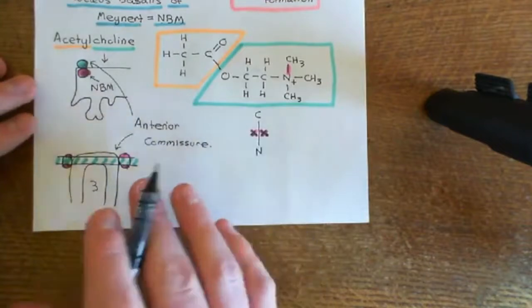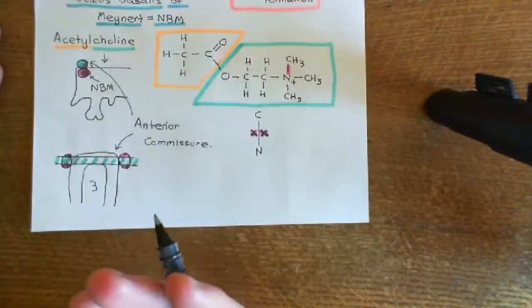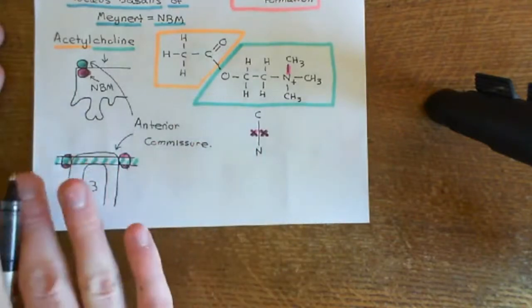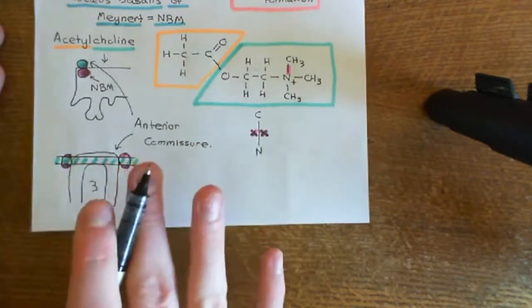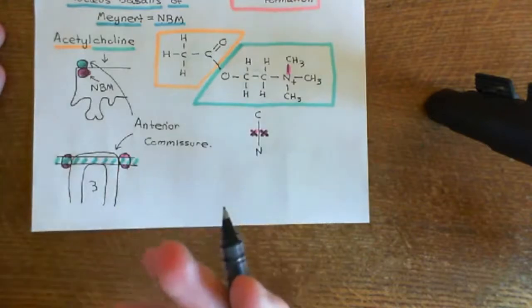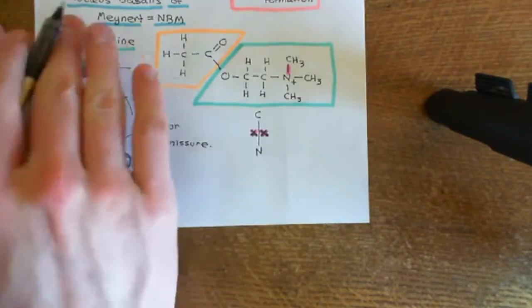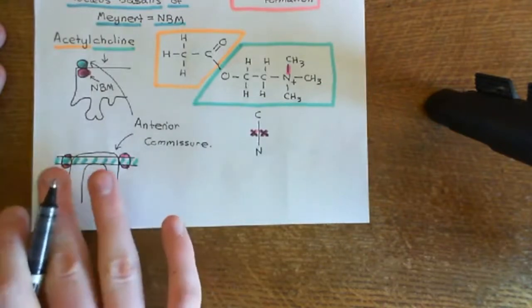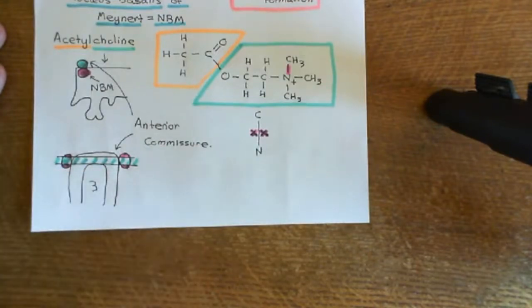Now, what then is the function of these basal forebrain nuclei? Again, I'll stress, I've shown you two here, the two nucleus basalis of Meynerts. There are other basal forebrain nuclei as well, which are in a similar location to this. So what is the function of these cholinergic nuclei?